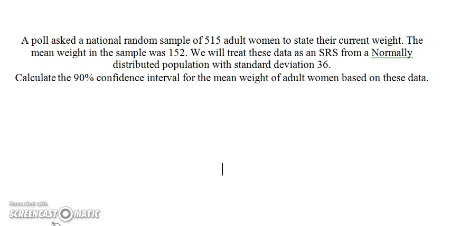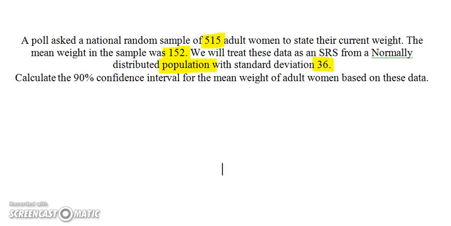From here, we want to calculate a 90% confidence interval for the mean weight of adult women based on this data. So the first thing we want to do is start pulling out ideas from each part of this scenario. So here we have a poll of 515 adult women, okay? We have a sample mean of 152 and a population standard deviation of 36.